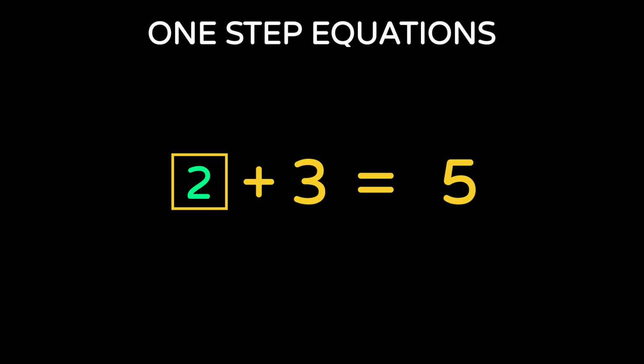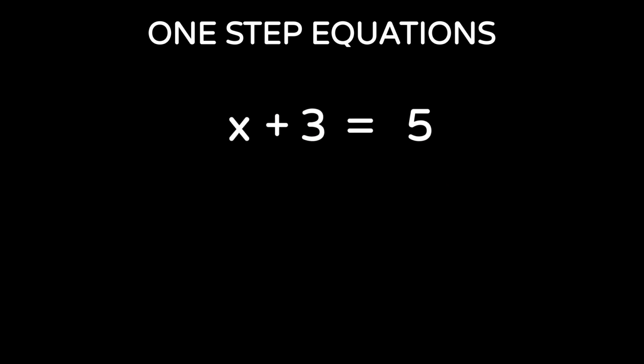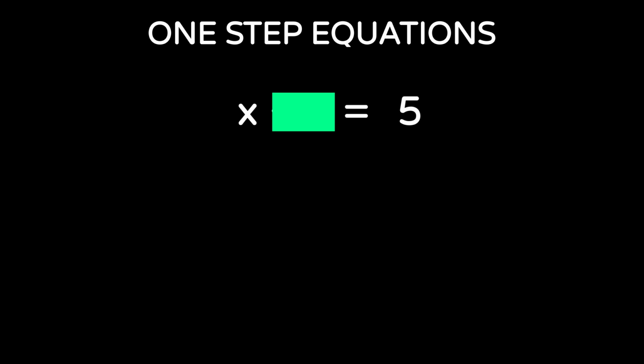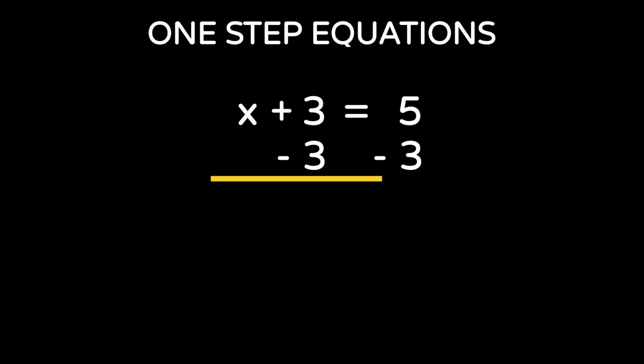Let's solve the equation. We start with x plus 3 equals 5. To solve this, our aim is to isolate x, making it the only term on the left-hand side. In other words, we need to eliminate the plus 3. To do that, we subtract 3 from both sides. What you do on the left-hand side is also done on the right-hand side. The plus 3 and minus 3 cancel out, and 5 minus 3 equals 2, leaving us with x equals 2.